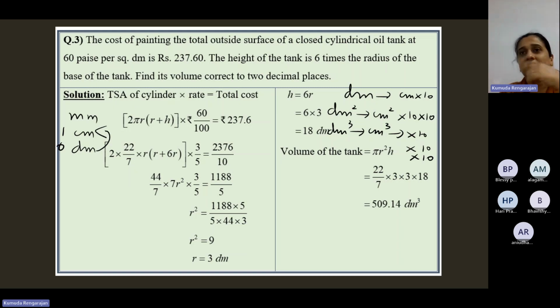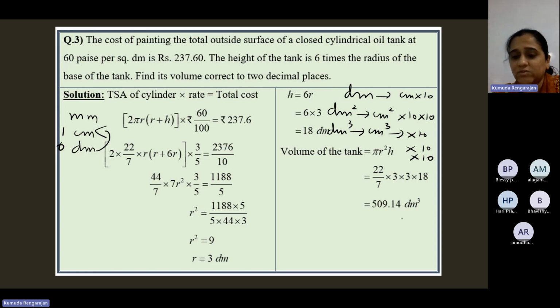Decimeter cubed to centimeter cubed. If you have to convert decimeter cubed to centimeter cubed, we have to multiply because we're going upwards. Number is 10, but it is decimeter cubed to centimeter cubed: 10, 10, 10. 1000. So you should multiply by 1000. Whatever be the number, even if it's 10,000, you should multiply that 3 times, if it is decimeter cube, meaning cube to cube. Am I clear?